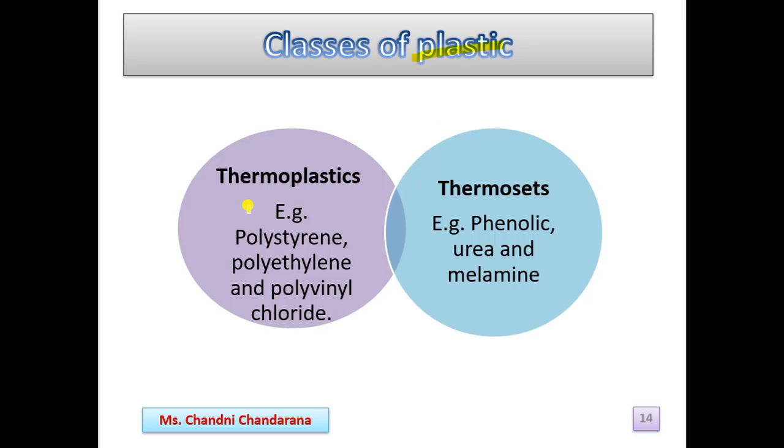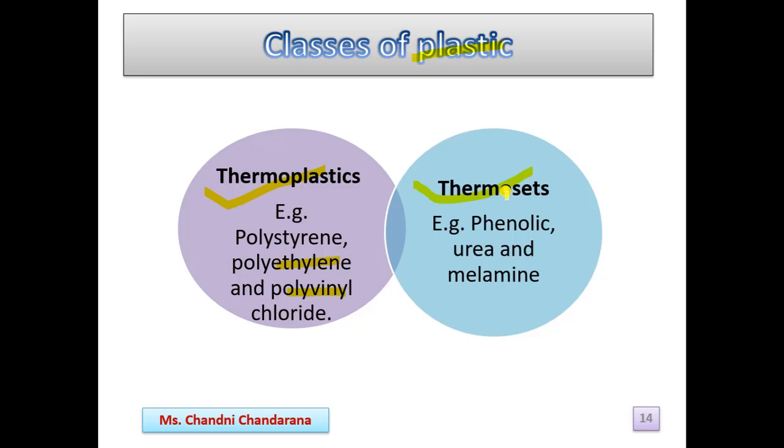There are two classes of plastic material. First is thermoplastic and second is thermosets. So what is thermoplastic material? It is capable of being shaped after initial heating and solidifying by cooling, and it is resistant to breakage and cheap to produce. For example, polystyrene, polyethylene and polyvinyl chloride.